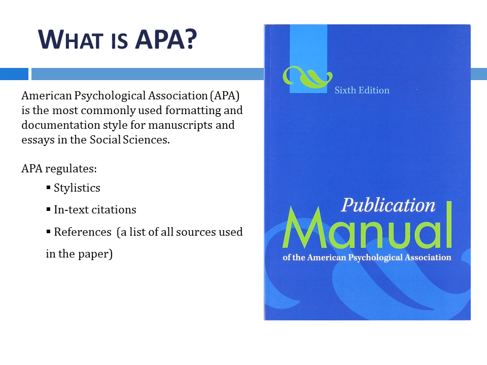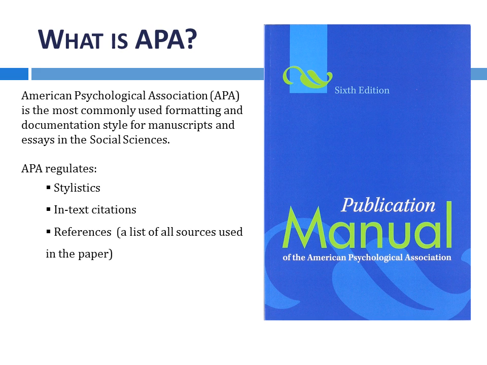The American Psychological Association, or APA, is the most commonly used formatting and documentation style for manuscripts and essays in the social sciences. The Publication Manual of the American Psychological Association, 6th edition, which is the blue one seen here, contains detailed guidelines for formatting a paper in APA style. APA style is most commonly used for formatting papers in psychology, business, economics, sociology, nursing, etc. In other words, the social sciences.